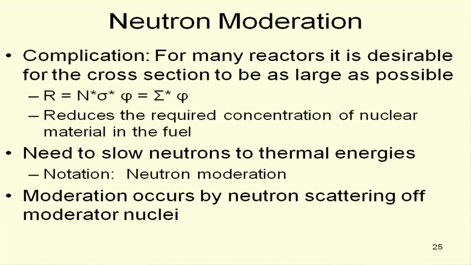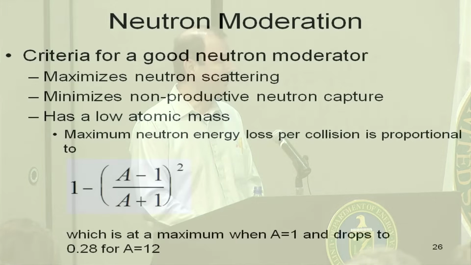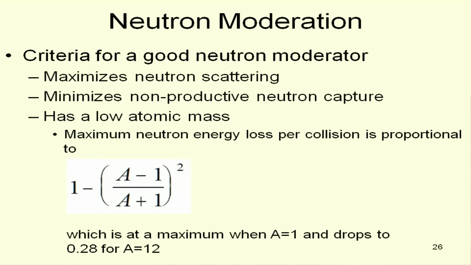The issue is neutrons are born with energies of many MeV, and you want to slow them down to energies of eV. And the process of doing so is called neutron moderation. It occurs by scattering off moderator nuclei through elastic and inelastic processes. The criteria for a good moderator is it maximizes neutron scattering and minimizes non-productive neutron capture. And it probably should have a significant density, to be able to get a lot of it in one space.